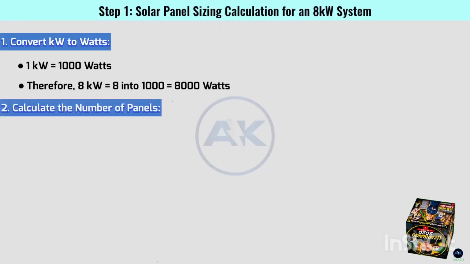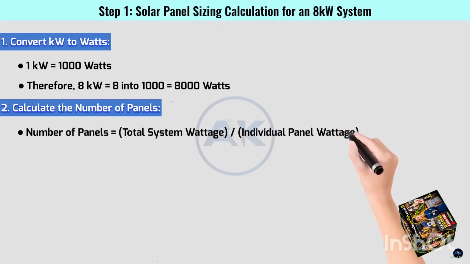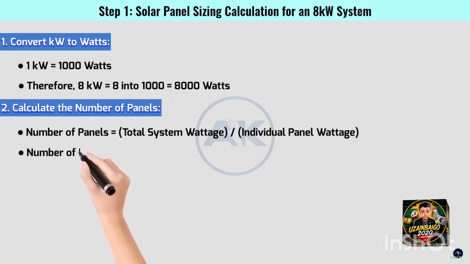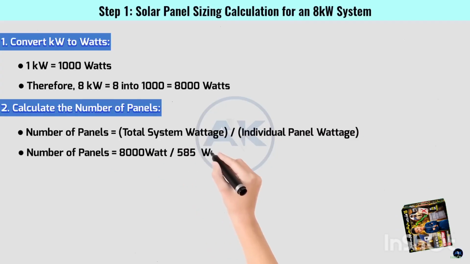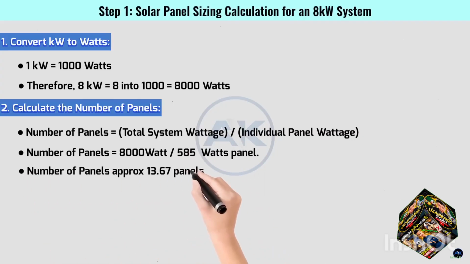2. Calculate the number of panels. Now divide the total desired system wattage by the wattage of a single panel. Number of panels equals total system wattage divided by individual panel wattage. Number of panels equals 8000 watts divided by 585 watts per panel. Number of panels is approximately 13.67 panels.